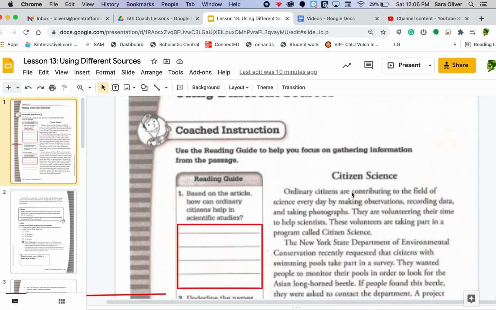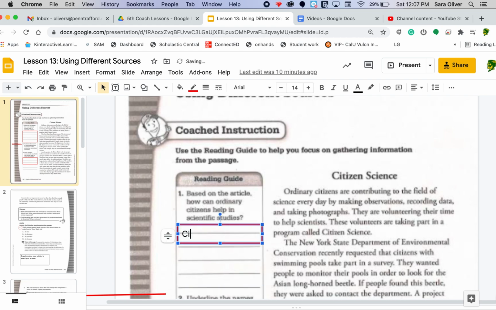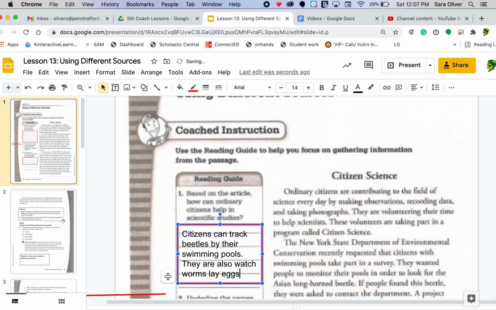Number 1, based on the article, how can ordinary citizens help in scientific studies? Citizens can track beetles by their swimming pools. They can also watch worms lay eggs and track the time.